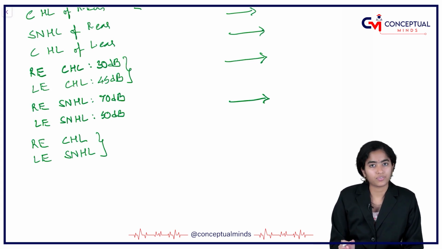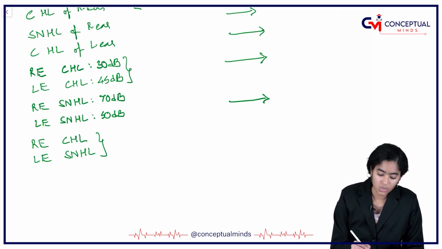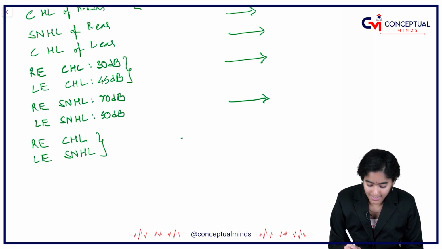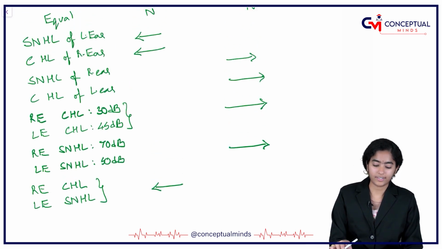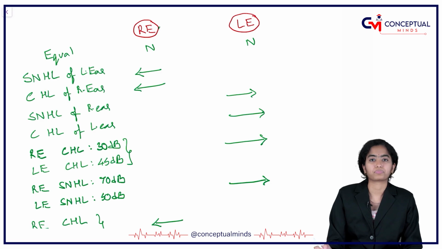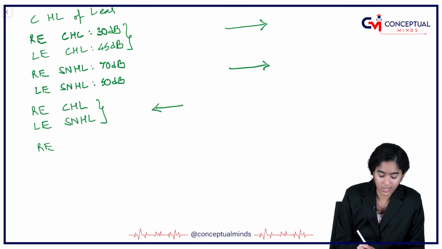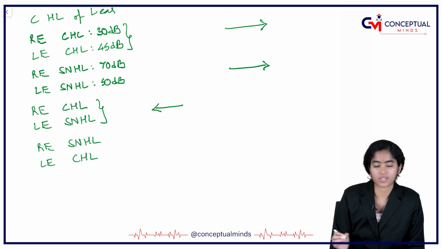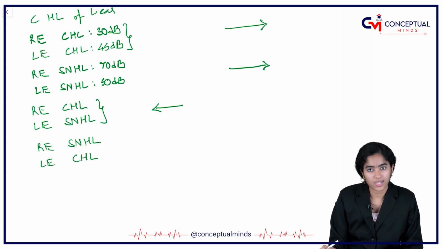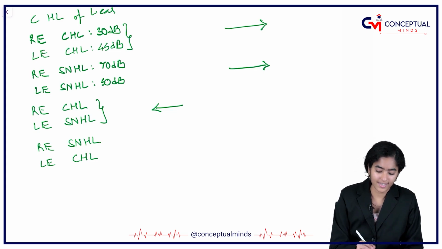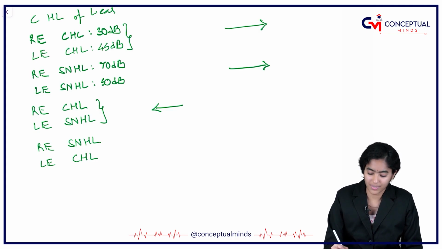Which side is the sound lateralized to? Right side conductive hearing loss. So which side should the sound go? Right side. Left side sensorineural. So which side should it go? Opposite side, that is right side. So in this scenario, the sound is lateralized towards the right ear. Another possibility, right ear sensorineural hearing loss and left ear conductive hearing loss. Now which side should the sound go? Right side sensorineural, so obviously it will go to the left side.